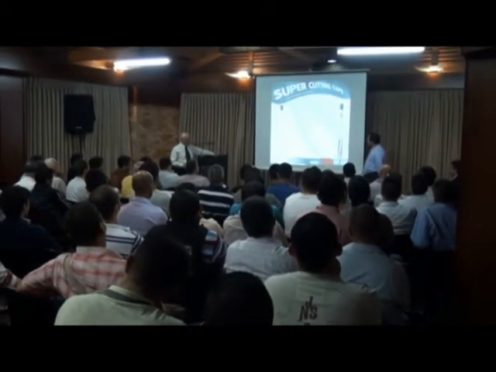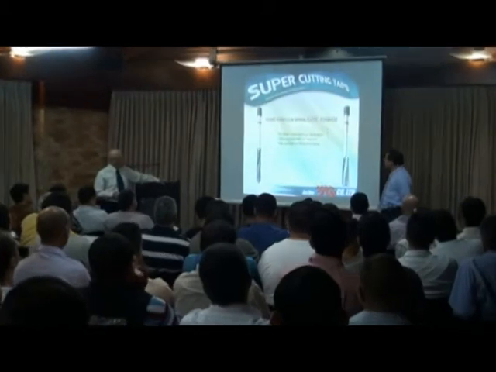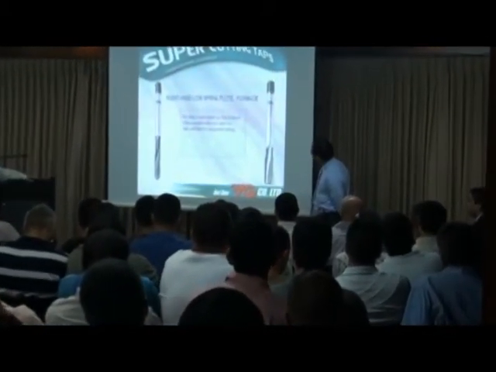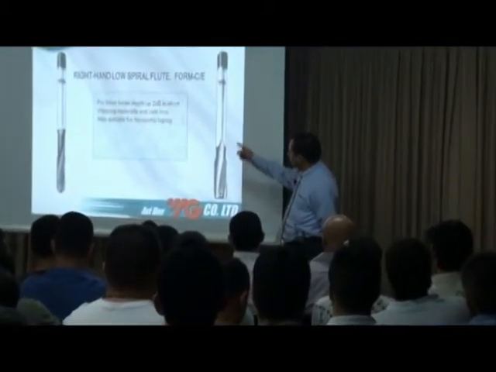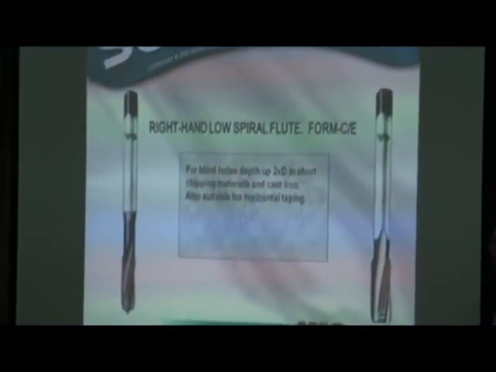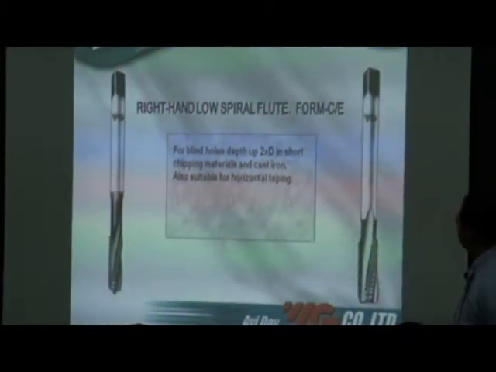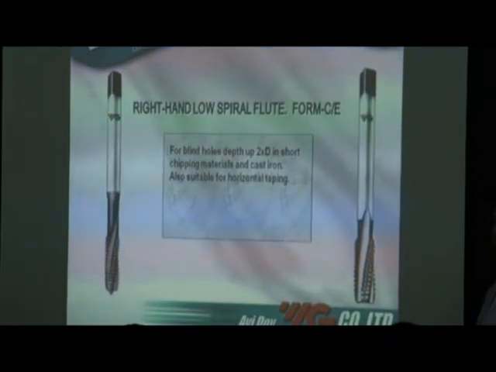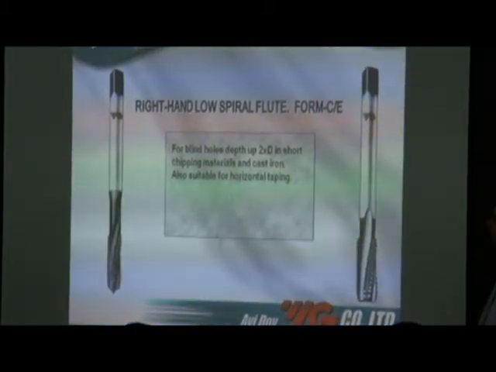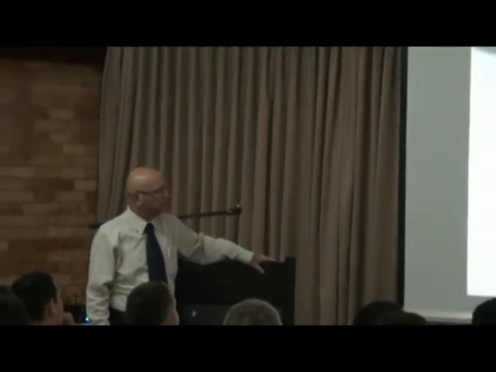Then we have the low helix, also 15 degrees. This is for holes up to 2 times tool diameter, and also for horizontal tapping on legs. And short chipping material like cast iron, and steels in general with good machinability.